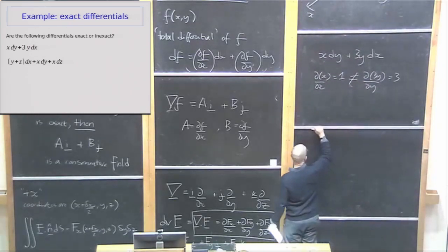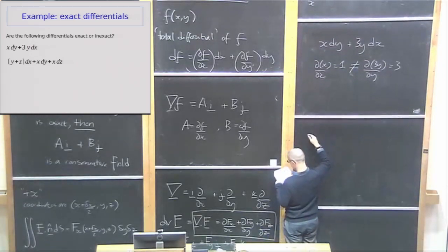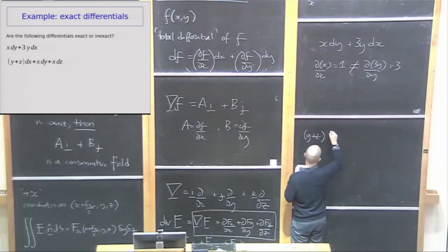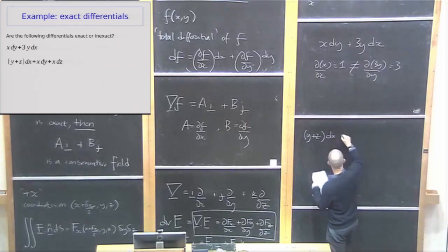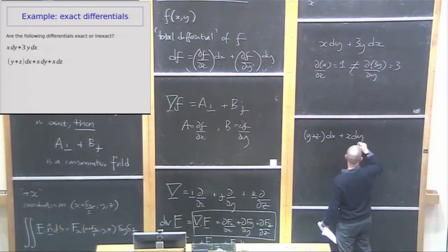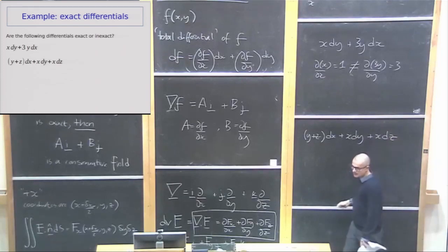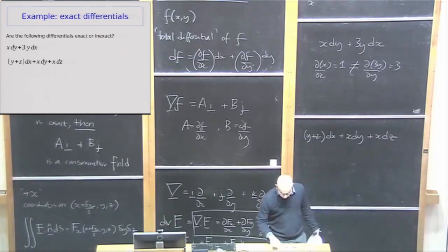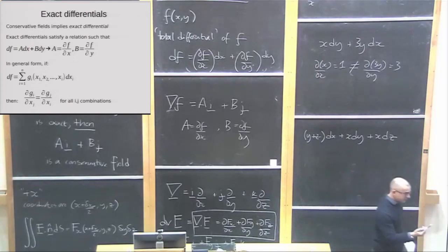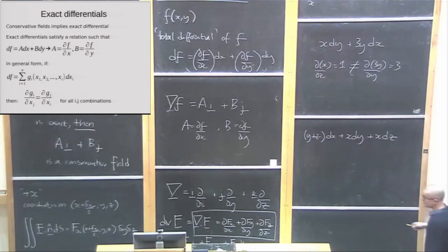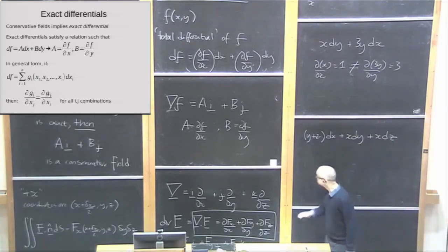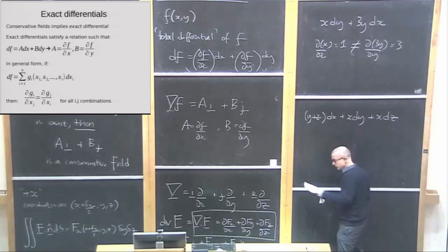So let's consider a second case then to finish off. Let's consider the form (y plus z) dx plus x dy plus x dz. Now, as it says here on this previous slide, you need to check that all possible two-way combinations are equal in order to be certain.